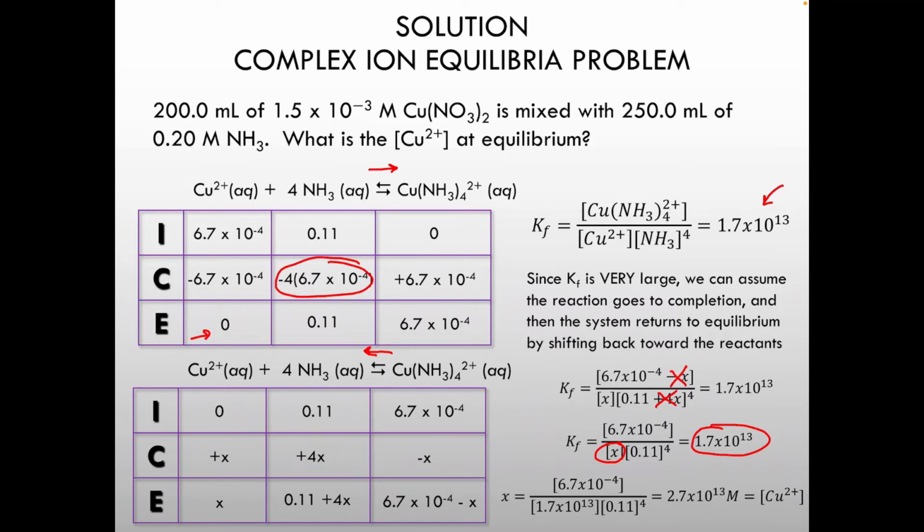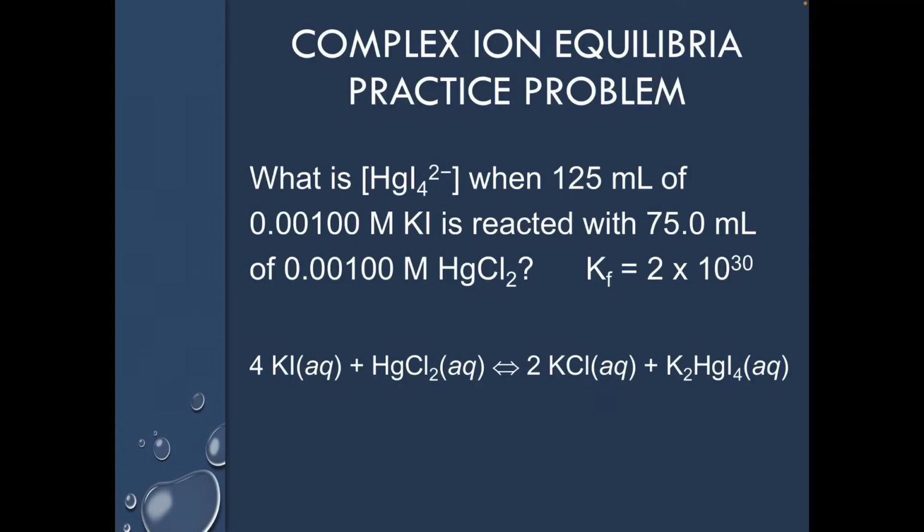So we got to do 2 ice tables in this one because, again, we started with mostly reactants. We needed to have mostly products, so we'll do a reaction ice table, and then we did an equilibrium ice table back to figure out how much of that reactant was actually there. So let's go ahead and try another one.